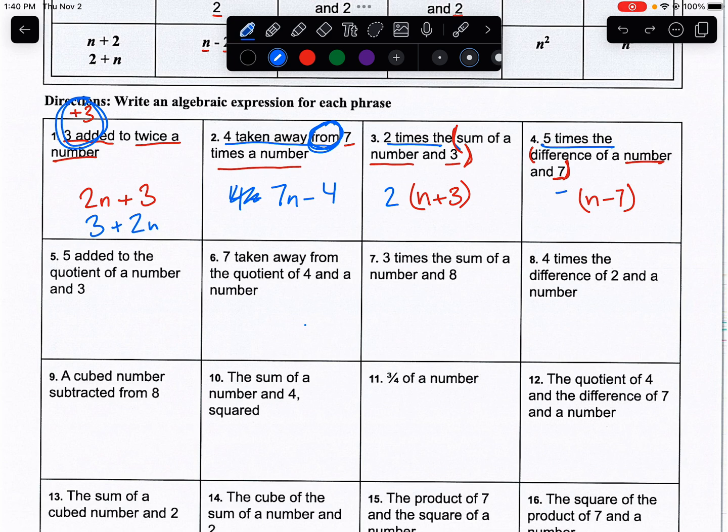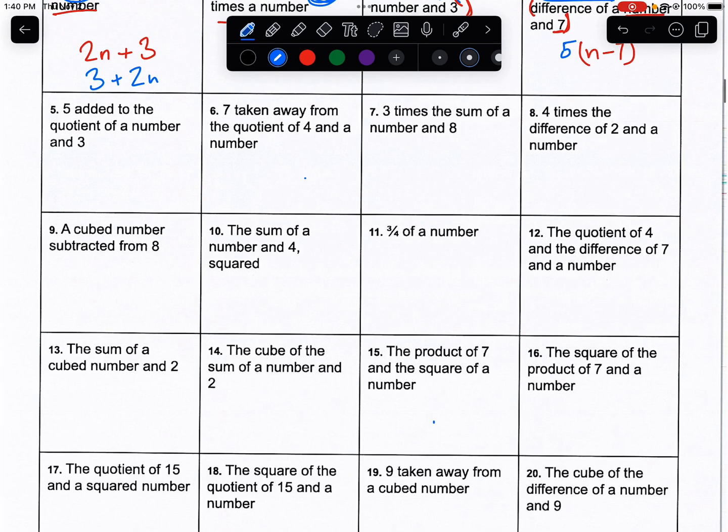By the way, if you put times 5 at the end, or just put the 5 at the end, that's still technically the same answer. The same expression. It's an equivalent expression. So you can put the 5 at the beginning or at the end. Let's try number 5. It says 5 added to the quotient of a number.